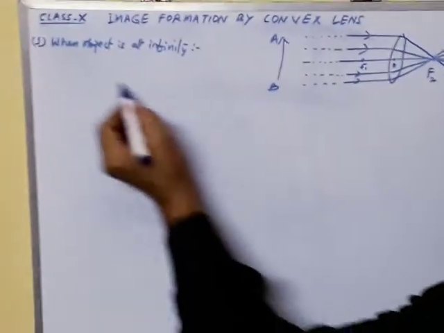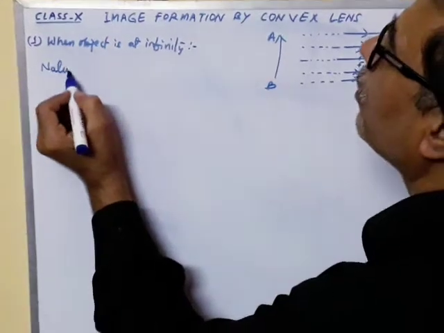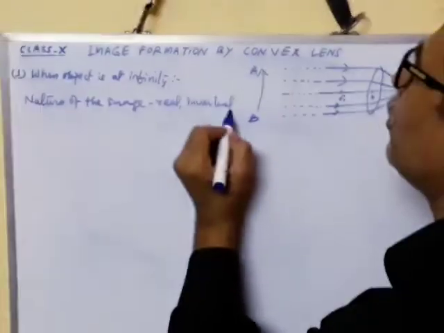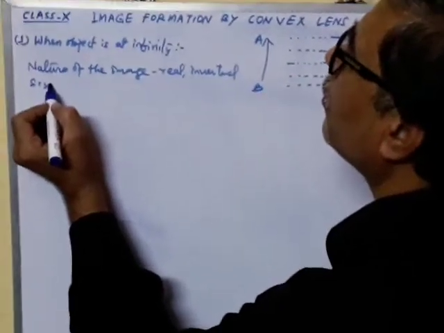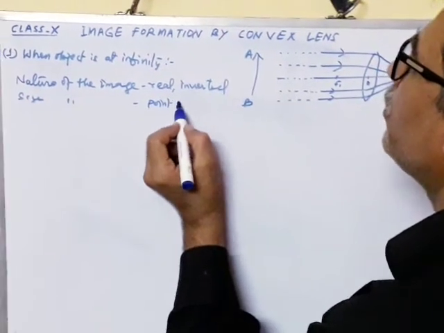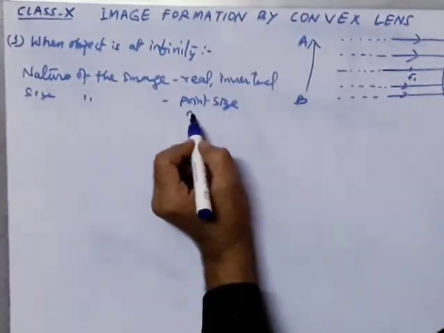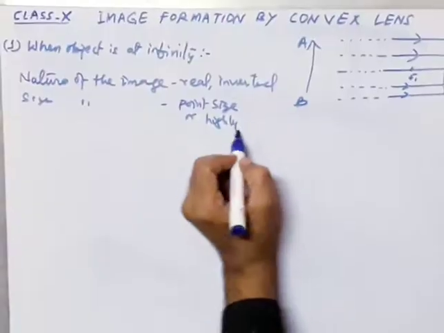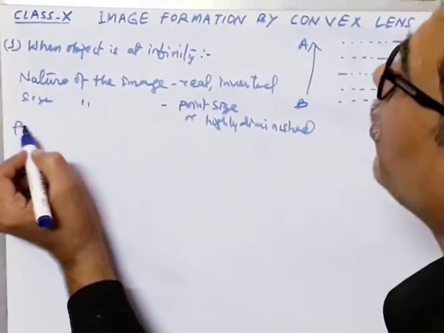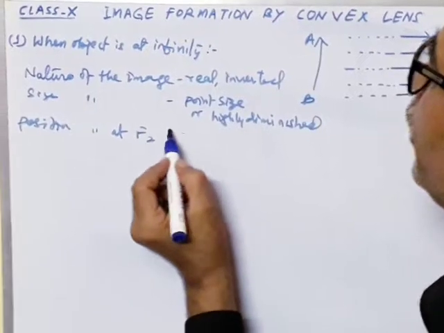Therefore, the nature of the image is real and inverted. Size of the image is point size, or highly diminished, and the position of the image is at f2 on the other side.